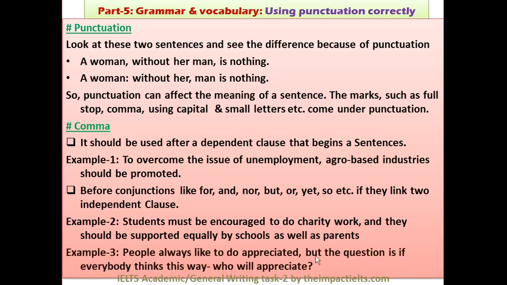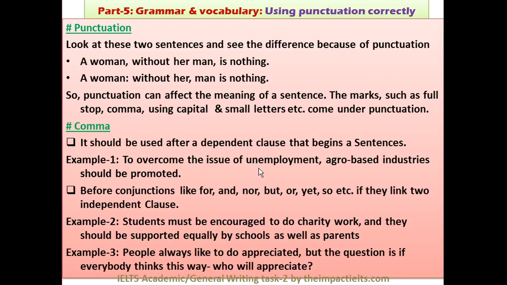Another example: people always like to be appreciated. Sorry, there's a mistake on the slide; it should be people always like to be appreciated. You can see this independent clause. The question is, if everybody thinks this way, who will appreciate? So but is something that is added between two independent clauses, so we use a comma, and here we need a dash, which we haven't talked about. So you have understood the comma.